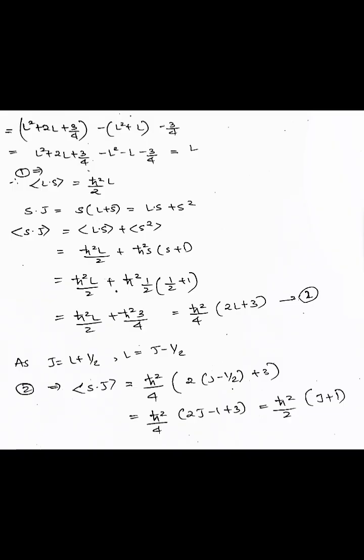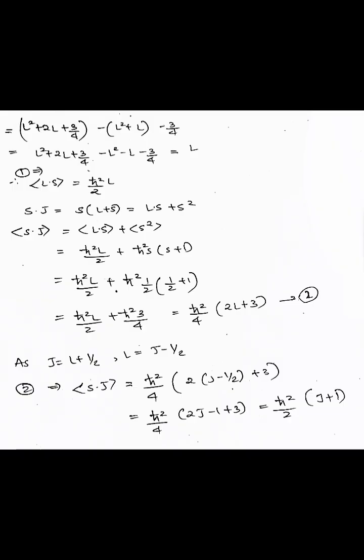Therefore, S dot J, that is equal to S into L plus S, that is equal to L dot S plus S square. Therefore, the average value of S dot J is equal to the average value of L dot S plus the average value of S square. So, this is equal to ħ square L by 2 plus ħ square S into S plus 1, that is equal to ħ square L by 2 plus ħ square into half into half plus 1, that is equal to ħ square L by 2 plus ħ square into 3 by 4, and this is equal to ħ square by 4 into 2L plus 3. This is equation number 2.